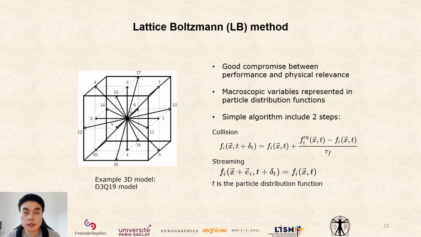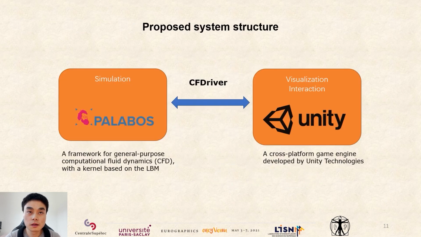With the Lattice Boltzmann method, the macroscopic variables like density and velocity are represented by particle distribution functions in different directions. For example, the 3D model we used has 19 different directions. The algorithm of this simulation is also very simple. It has two steps, collision and streaming. Finally, we chose to use Palabos as our Lattice Boltzmann method library and Unity 3D as the interaction tool.